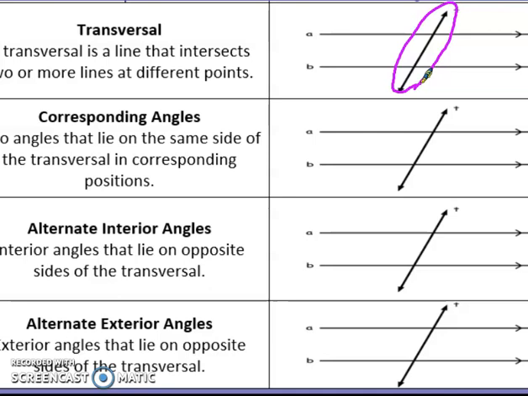Now, you can have it where there's 3 lines and a transversal goes through. You can have 4 lines. We're going to talk specifically to start with just 2 sets of lines, but our transversal is that line that cuts into both lines.